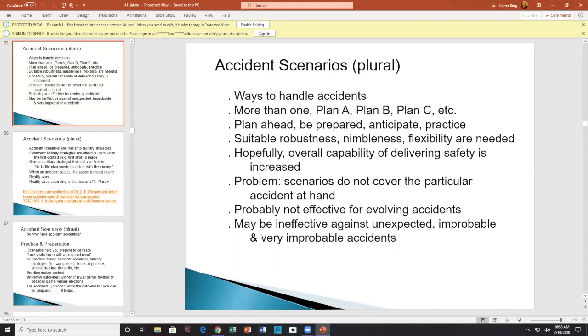For example, feed variations, a common occurrence. Your feed's not what you expect it to be. So as a result, your processing has to go down a different route. So what are the accident scenarios for the different feeds that you have or have not encountered yet?